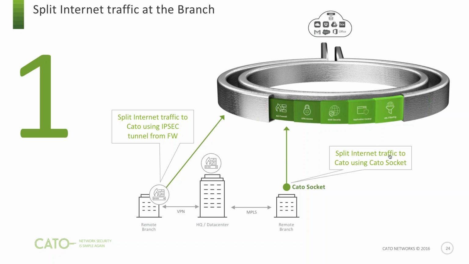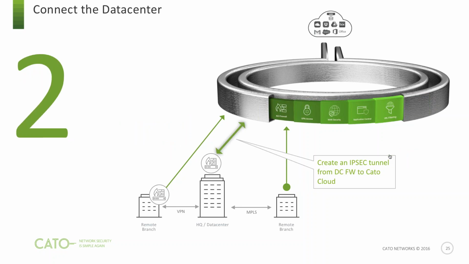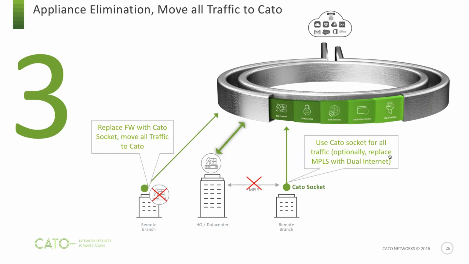traffic. The second step is to connect the data center with typically an IPsec tunnel from the firewall in the data center to the Cato cloud. We're doing it in preparation of taking over the wide area network traffic in addition to the internet traffic. So in step 3, that's what we do. We eliminate the firewall in the remote branch, put a socket in, and send all the traffic to the Cato cloud, both wide area network traffic and internet traffic.